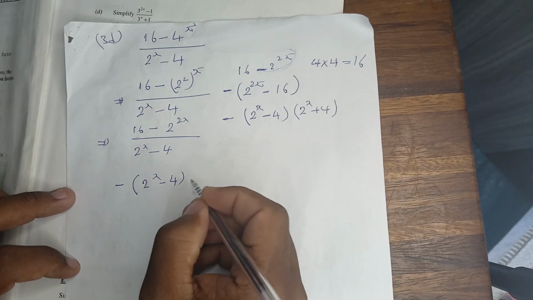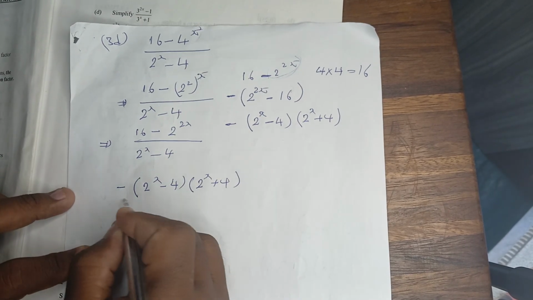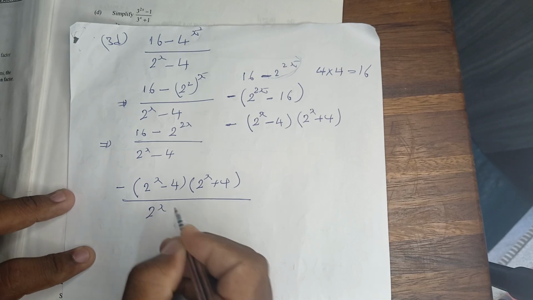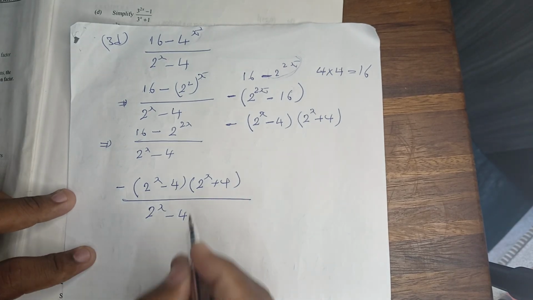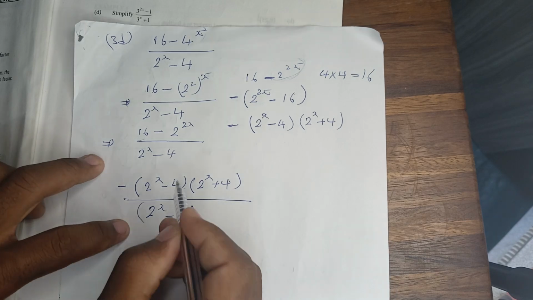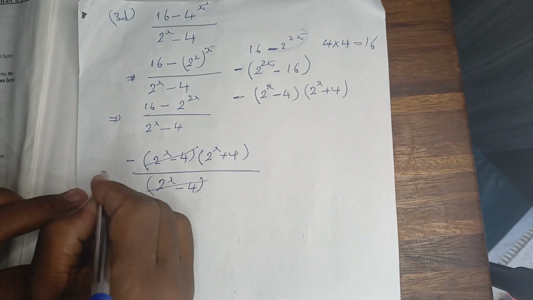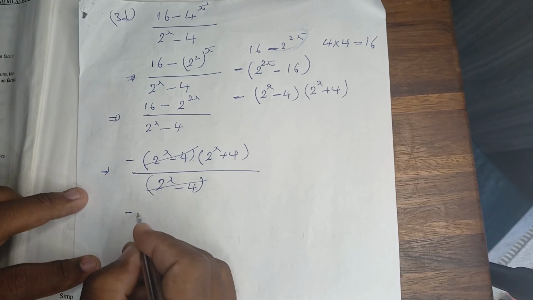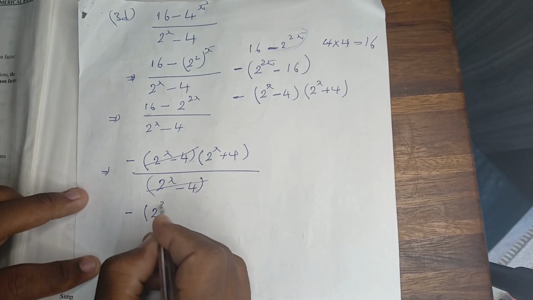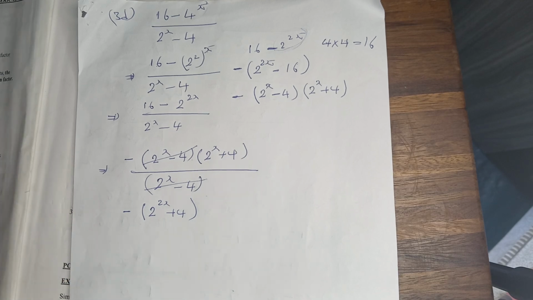So it's going to be 2 to the exponent x plus 4 divided by 2 to the exponent x minus 4, like this. So we can see that this one and this part are the same, therefore they cancel each other. I'll be left with negative, open bracket 2 to the exponent 2x plus 4, like this. So this is how we simplify, guys.